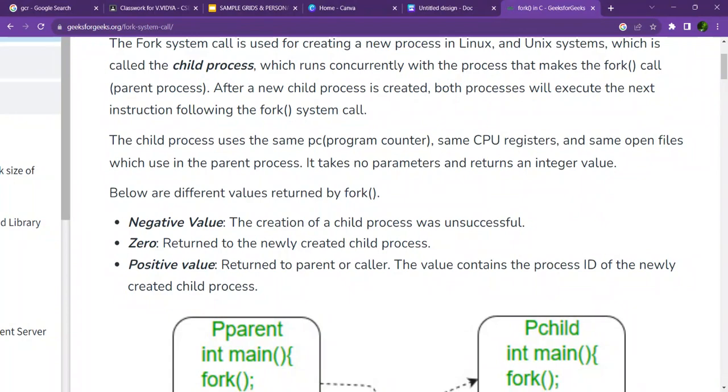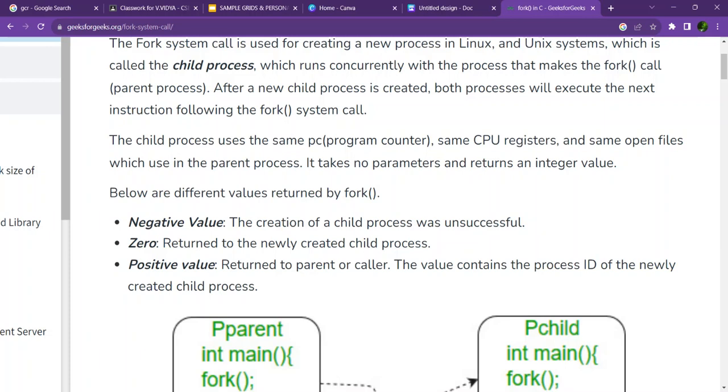If it returns 0, then it happily confirms that my child is created. If it returns a positive value, the value contains the process ID of the newly created child process. If it returns a positive value instead of 0, it may not be the child of that particular parent, but some other child, and it sends the process ID to confirm that a child has been created, though it is not my child, it is someone's child, but a child process has been successfully created. This is how the fork concept is used.